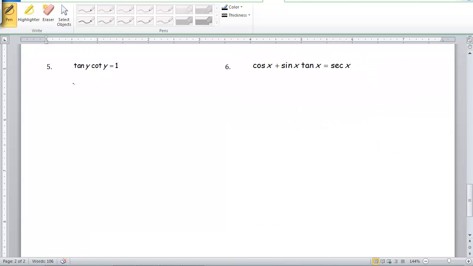In this problem, I'm noticing that tangent and cotangent are reciprocals. And so if you change either one of them to the reciprocal identity, again, when I multiply straight across, I am going to get something divided by itself. And anything divided by itself is a value of 1, which is what we are trying to get. Now take a look at number 6.